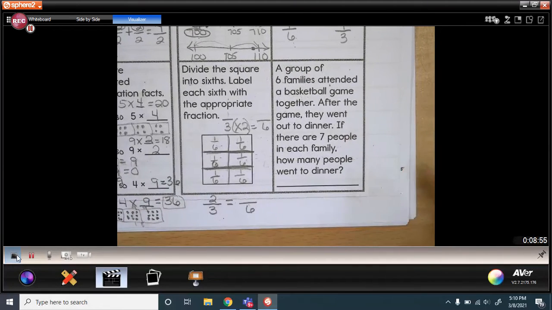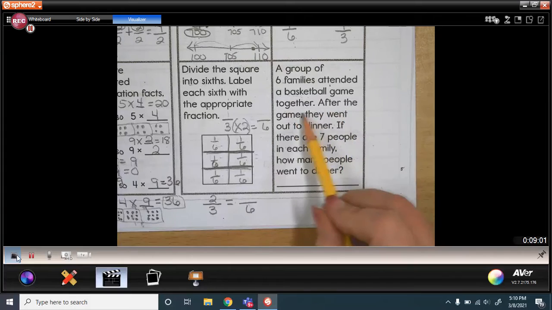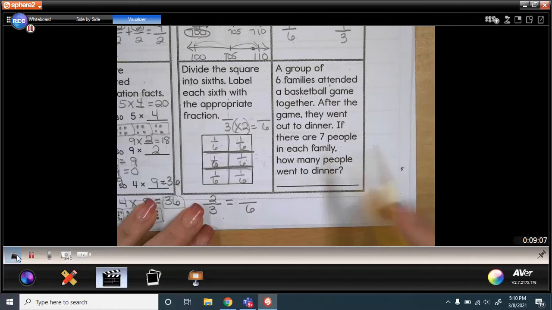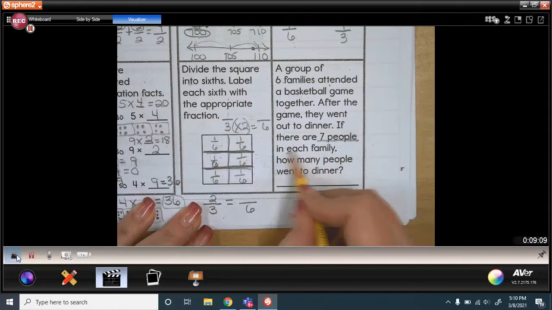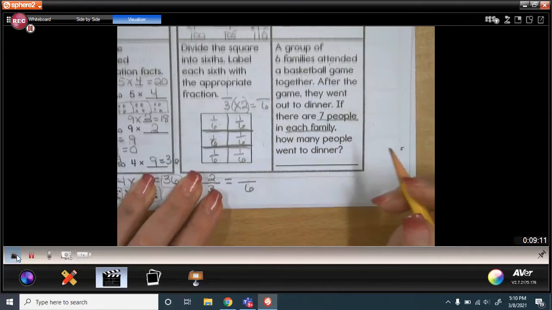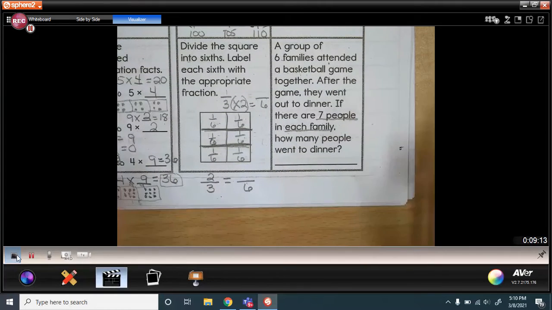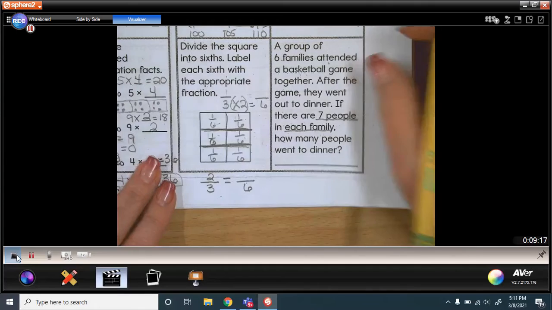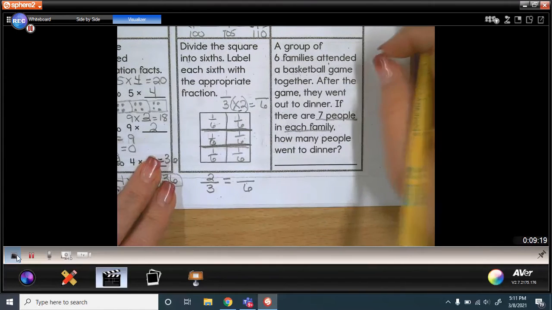And the last problem says there is a group of 6 families. They attend a basketball game together. After the game, they went out to dinner. If there are 7 people in each family, so I'm just going to go to the back and answer how many people went to dinner. Now, these are some big families. If you have 7 people in each family, wow, that's a lot of people.